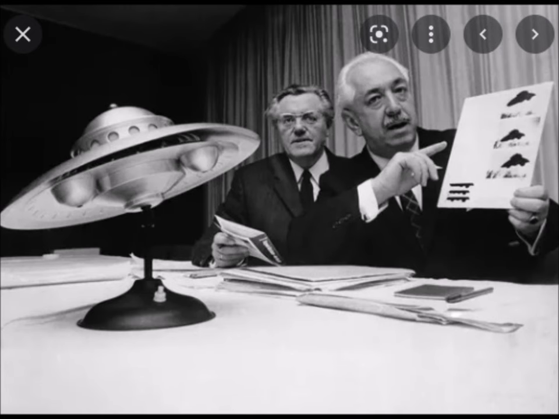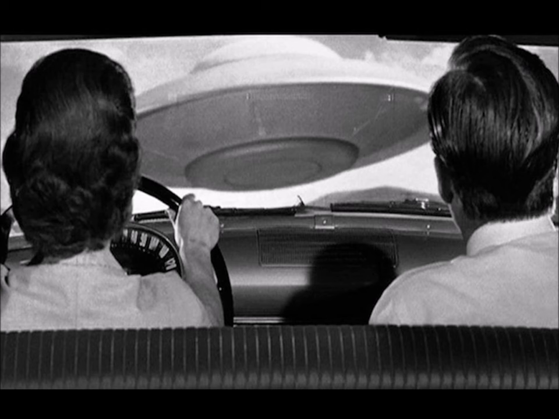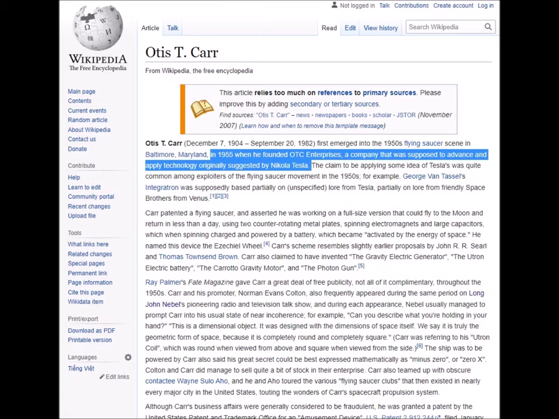By the time Carr emerged on the 1950s flying saucer scene in Baltimore, Maryland, he was well versed in this alternative propulsion science and had allegedly already conducted numerous actual flight tests on small-scale models to perfect his ideas. In 1955, he founded and presided over OTC Enterprises, a company which had the purpose of applying technology that was originally suggested to him by Nikola Tesla.